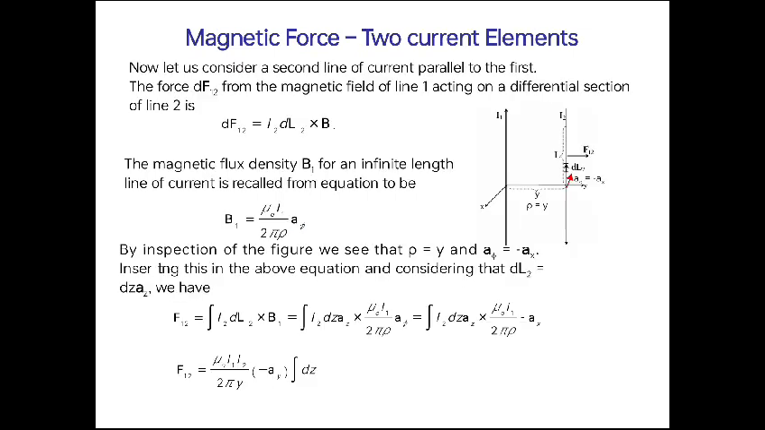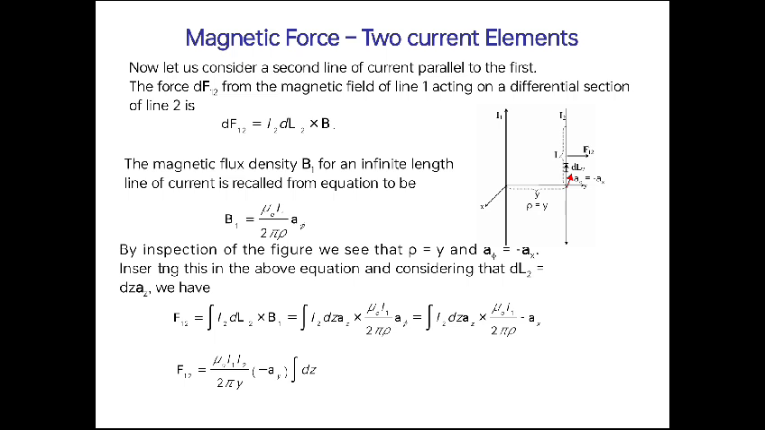Magnetic force of two current elements. Now let us consider a second line of current parallel to first. The force dF12 from the magnetic field of line 1 acting on a differential section of line 2 is dF12 is equal to I2 dL2 cross B1. The magnetic flux density B1 for an infinite length of current is recalled from equation B1 is equal to mu naught I1 by 2 pi rho into a phi. From that we can say rho is equal to y and a phi is equal to minus ax. That's just opposite to the direction of x axis.